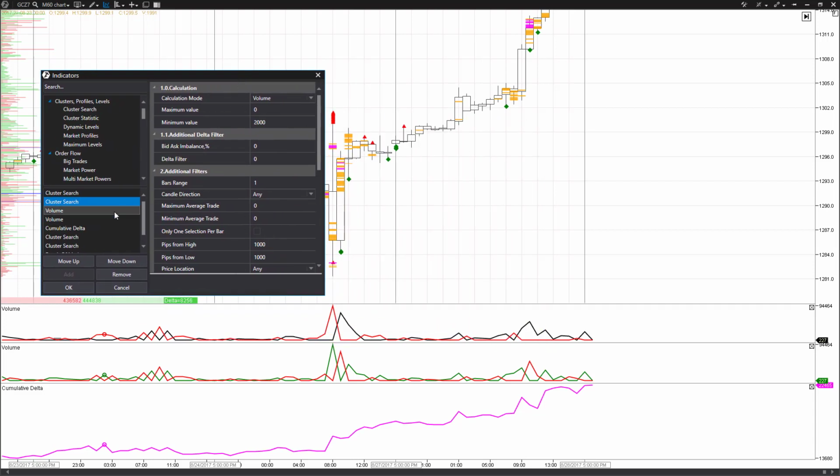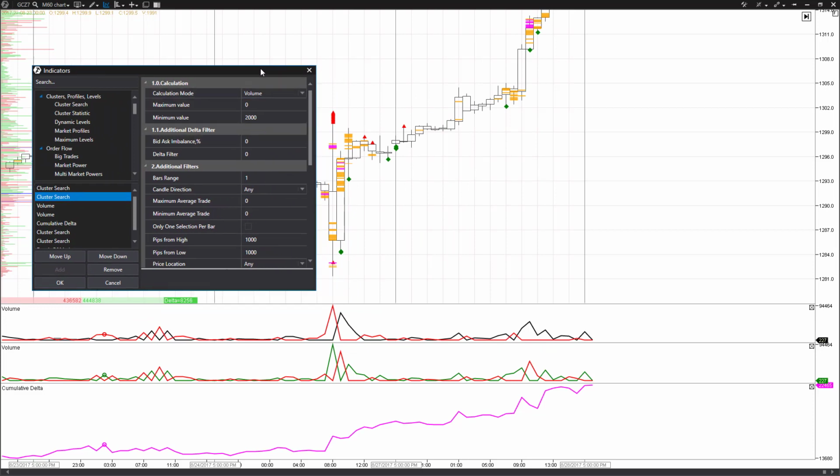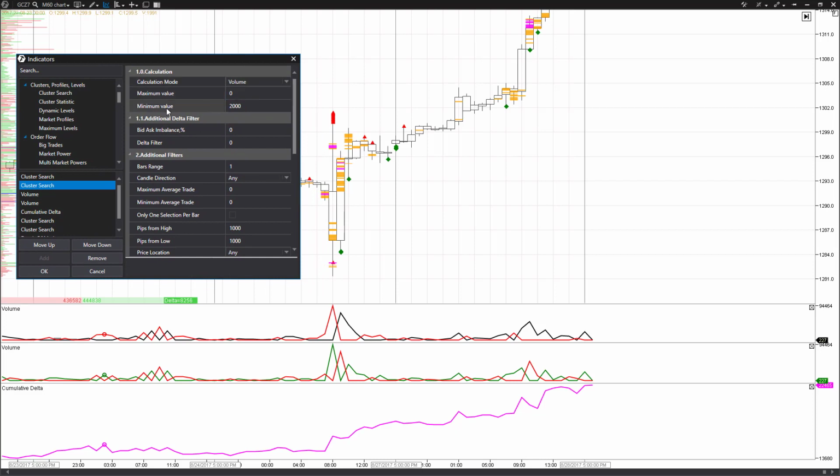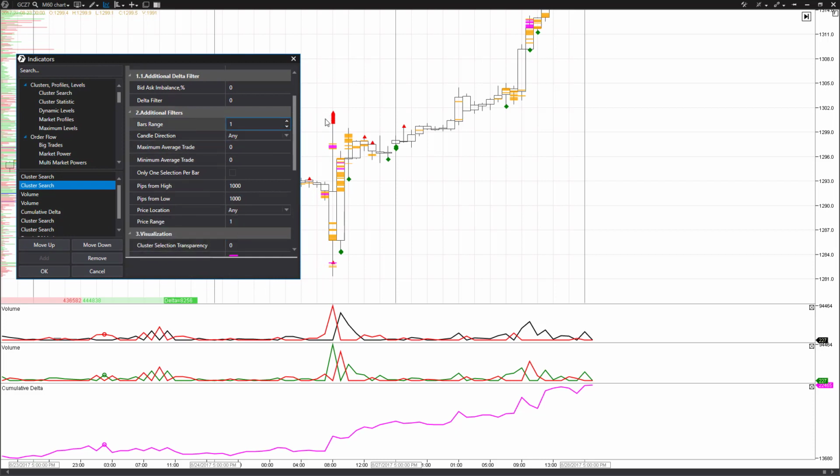This is a cluster search, and you can set these up through volume or through time. The first one that we're going to look at here is volume, and I have a minimum value of 2,000 contracts, and that's the pink. The pink highlights that are here are showing us that there are block trades of 2,000 contracts or more that are being pushed through on these 60-minute candles.